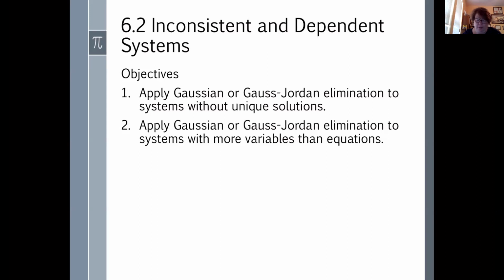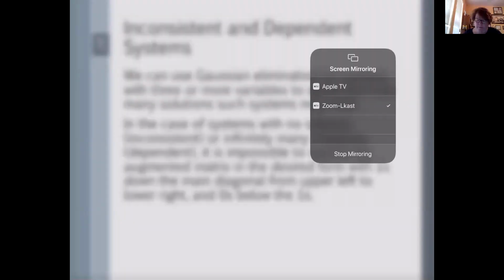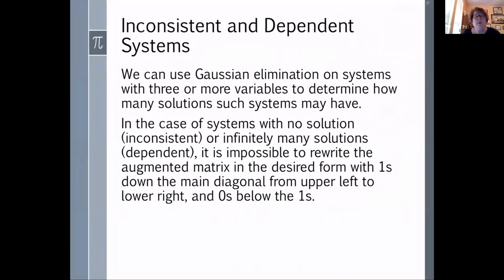My sharing is not working, so let me see if I can fix that. All right, here we go.